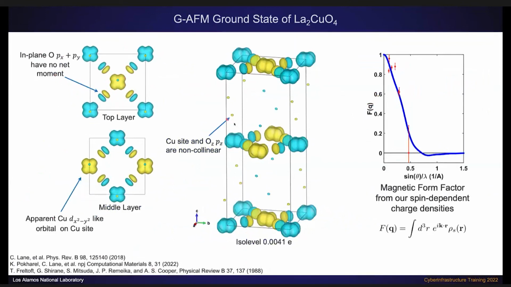And we can also see some of these slight out of plane apical oxygen magnetization also. But the key point here is that the magnetic form factor we calculated, this blue line from this density, matches the experiment quite well, given here by the red dots. So what we find is a holistic picture of the crystal structure, the electronic properties, and the magnetic properties for this material simultaneously, without needing any external parameters to correct various different properties.